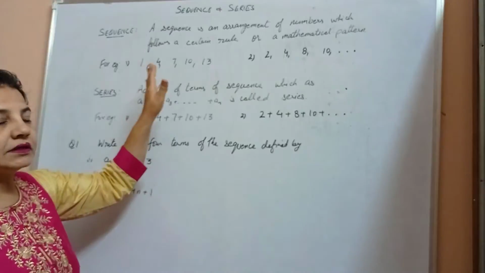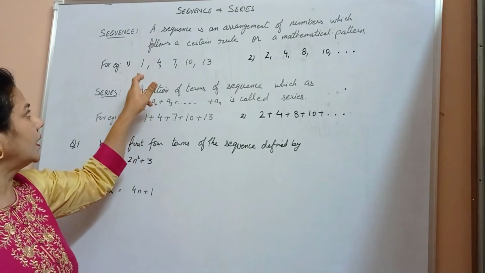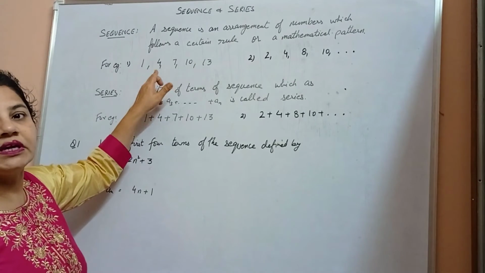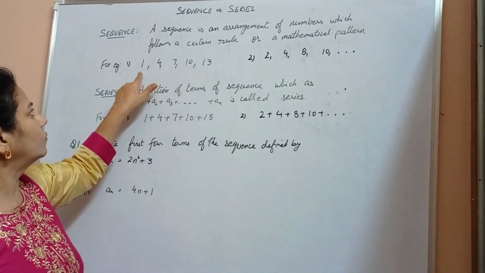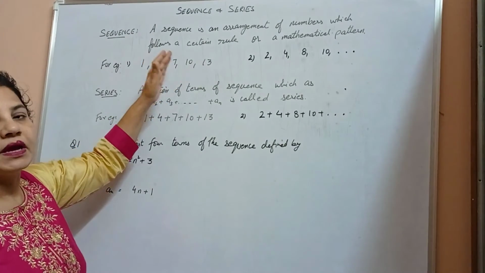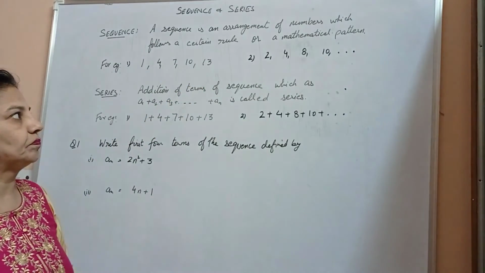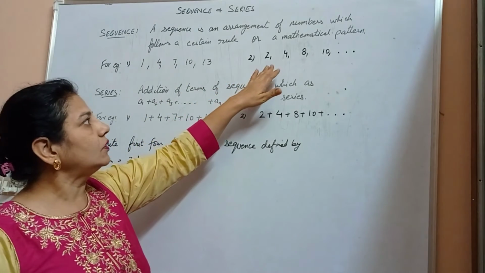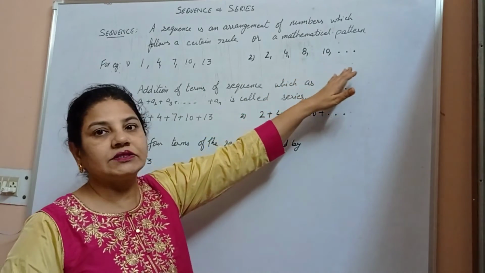If you observe the pattern, we see that in each term, 3 is added to get the next term. To 1, we add 3, we get the next term. To 4, we add 3, we get the next term, and such a pattern is being used. Another example, 2, 4, 8, 10, and so on.